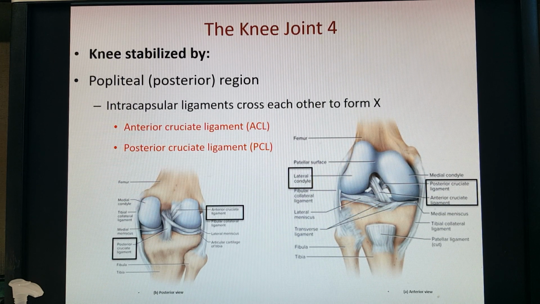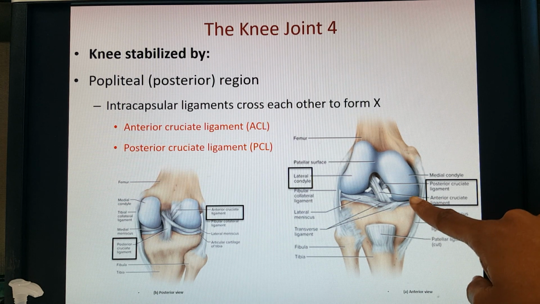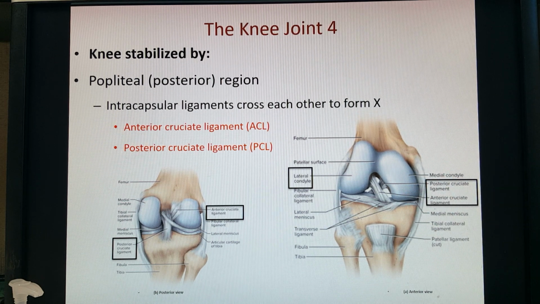Okay, so in the middle of the knee, you have two ligaments going from front to back or back to front. So your ACL and your PCL. These are the ones where if you tear that sucker, you're out for the rest of the season. So that is a big major portion of the stabilization of the knee.